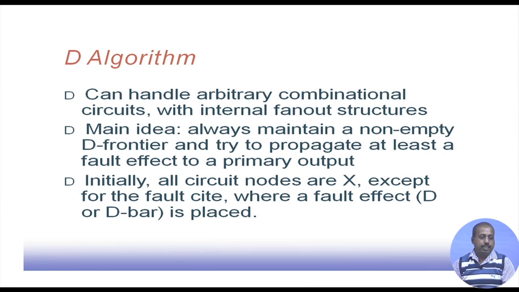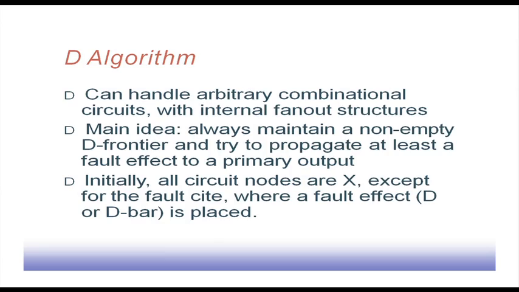So, the idea is that it maintains a non-empty D frontier. We will define what is a D frontier and try to propagate at least a fault effect to a primary output. So, it will try to propagate some fault effect to some primary output, and as a result in the process it will create some more requirements for justification. Initially all circuit nodes are at X except the fault site where the fault effect is placed. So, fault effect is D or D bar. D value we can put to the desired fault, so that we can get the complement of that as D bar.